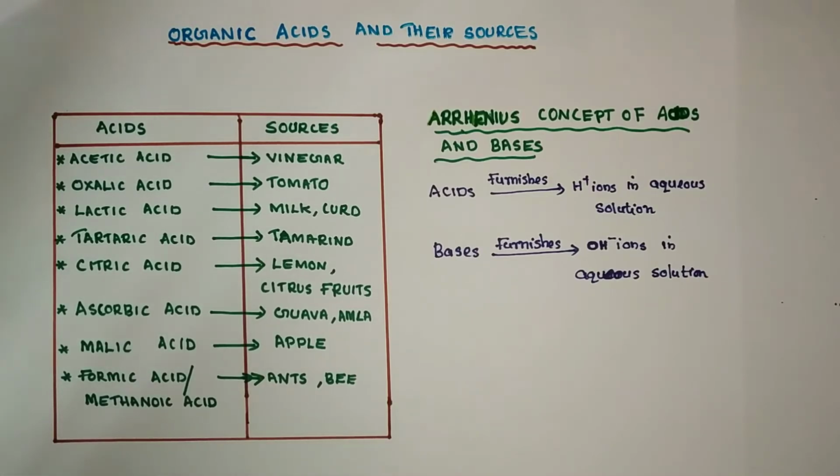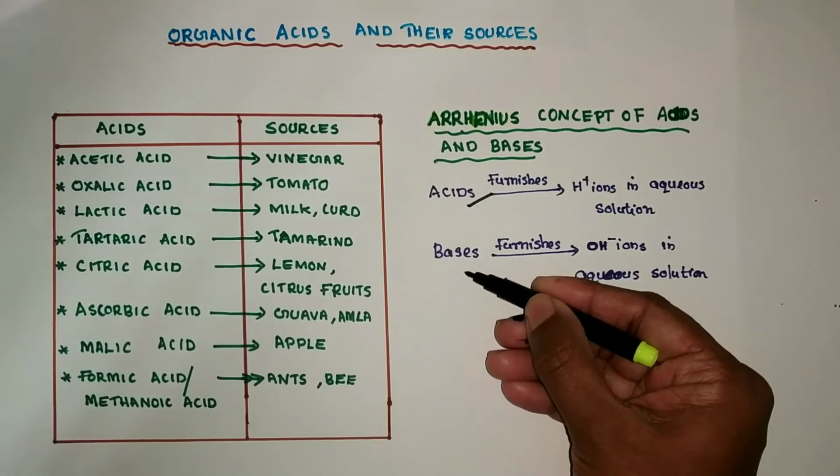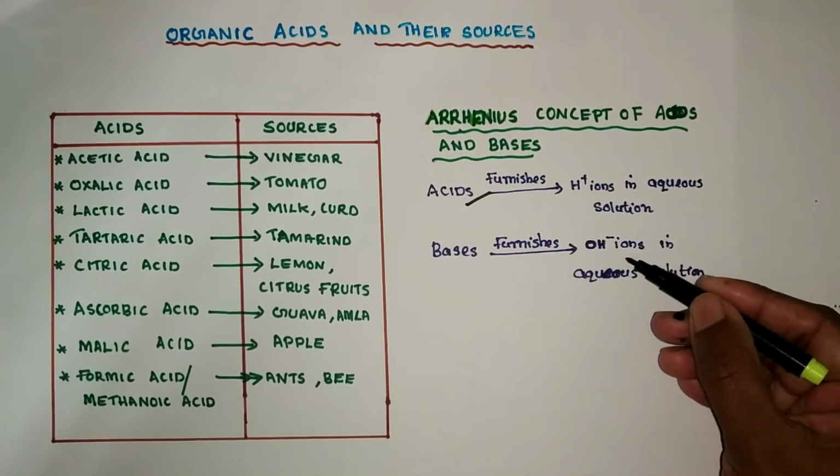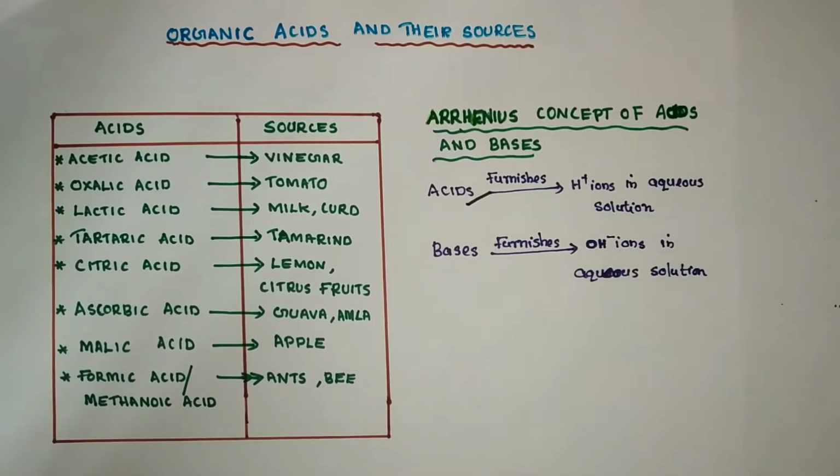Next, Arrhenius' concept of acids and bases. What did Arrhenius say about acids and bases? He said that acids are substances which furnish or give hydrogen ions, H+ ions, in aqueous solution. Then he said that bases are substances which furnish or give OH- hydroxyl ions in aqueous solution.